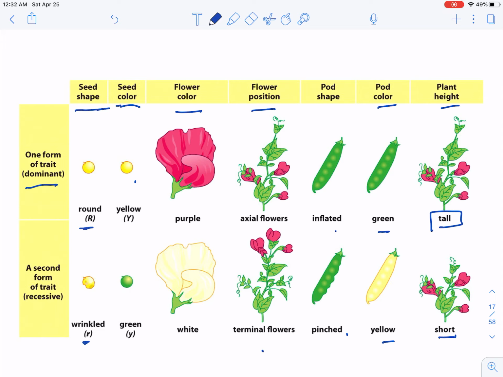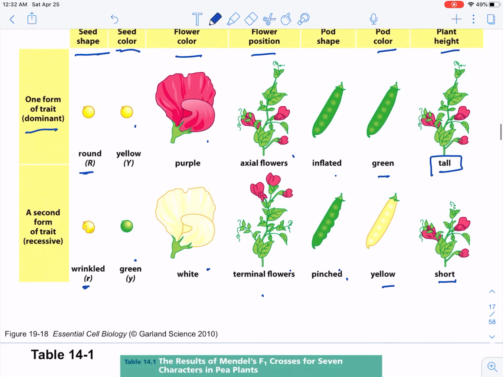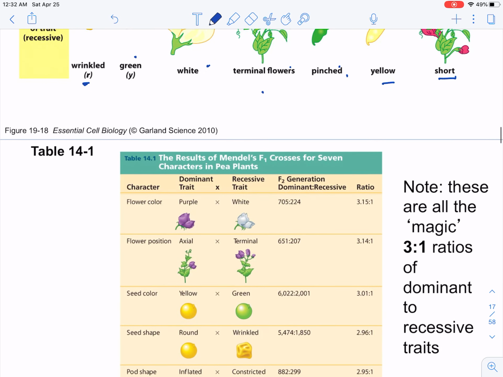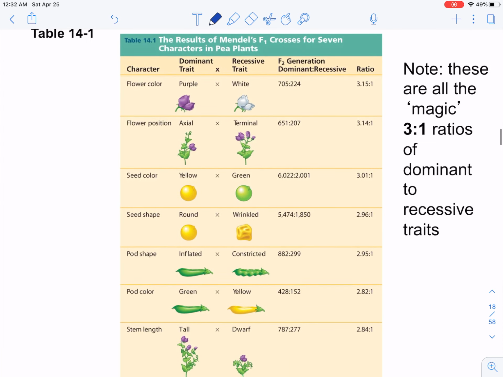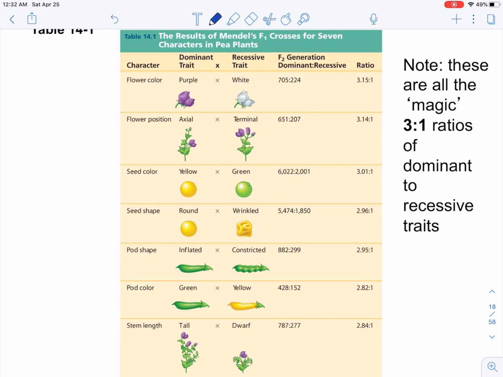Yellow is dominant to green, purple is dominant to white, axial is dominant to terminal, inflated is dominant to pinched, green is dominant to yellow, and tall is dominant to short. Again, with F2 ratios, we have these magic, and I kind of add magic in quotes there, magic 3-to-1 ratios of dominant to recessive traits.